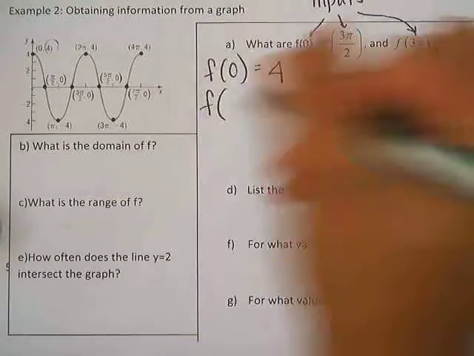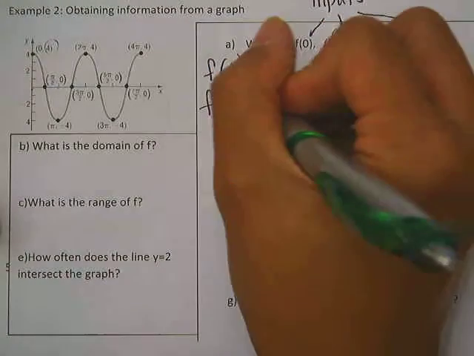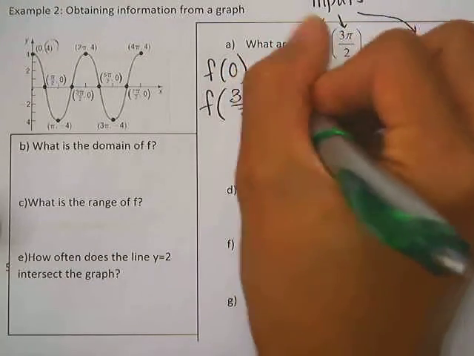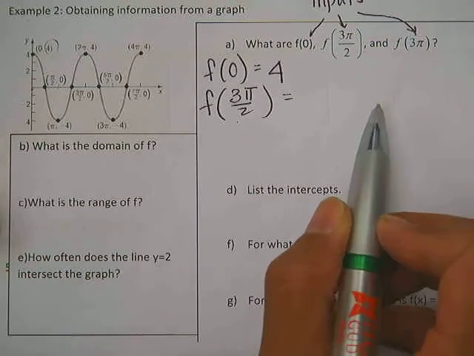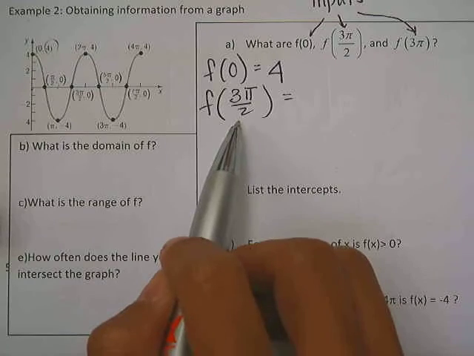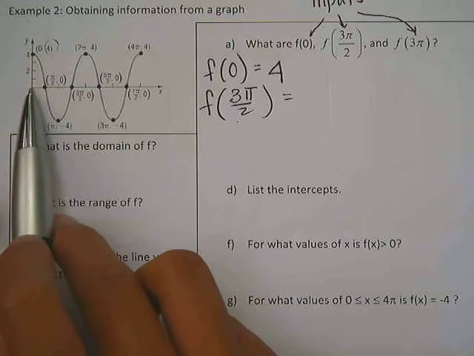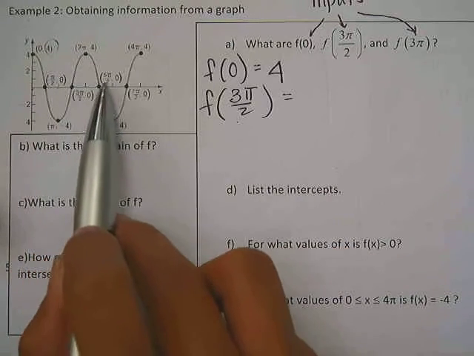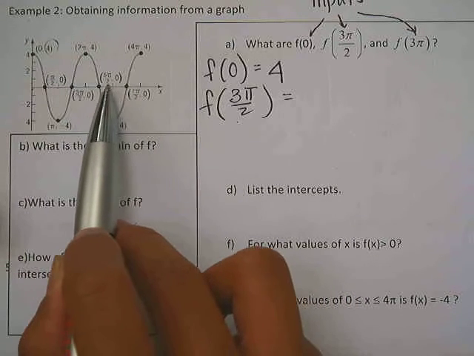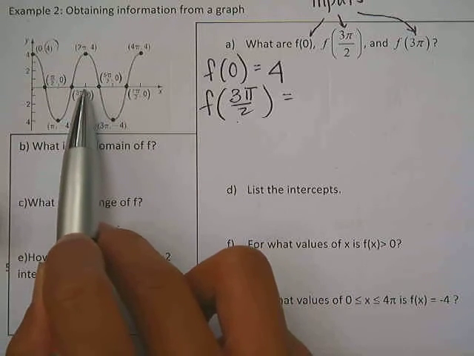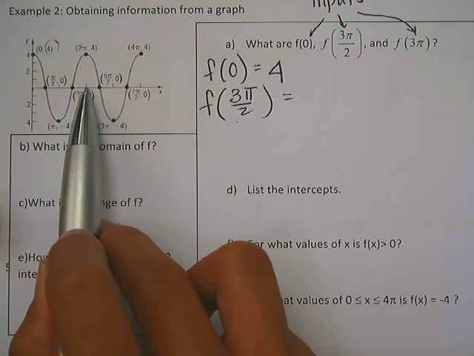So the second piece of that is f of 3 pi over 2. When the input is 3 pi over 2, what is my output? Now the input represents x, so let's go on the x-axis. I pass 3 pi over 2, so back up. All right, here's 3 pi over 2. This is the tick mark.